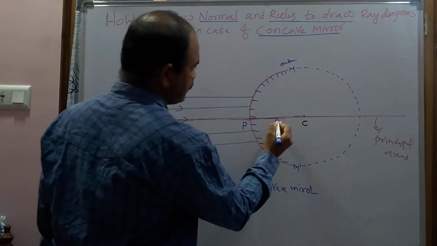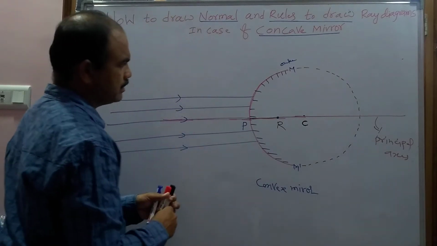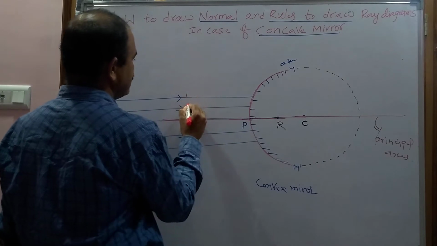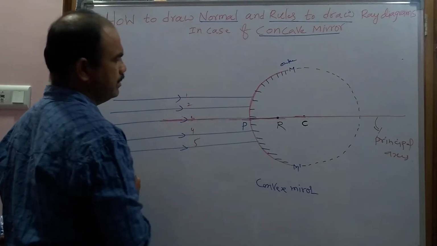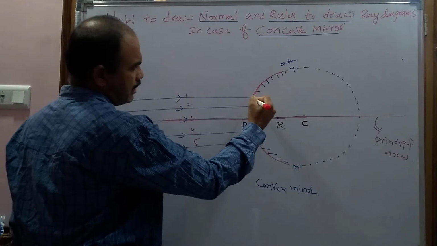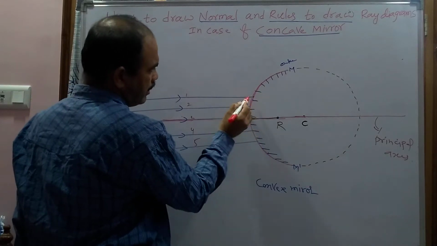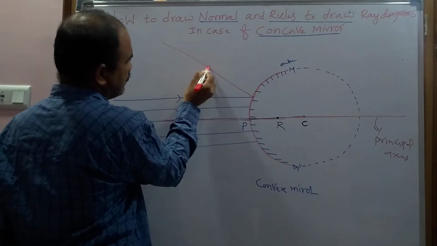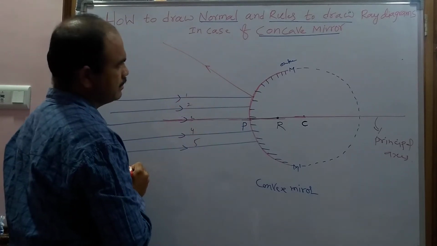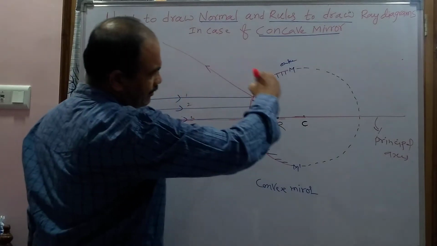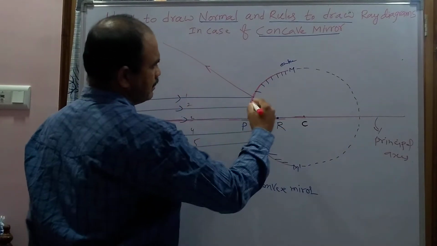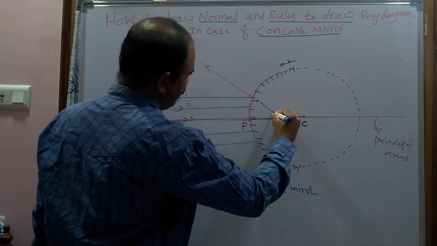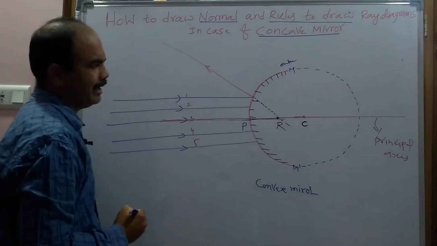Now imagine, this is the focus. This is how the rays are reflected. Consider this the first ray, this the second ray, third, fourth and fifth. If the first ray is incident on the convex mirror, it will be reflected like this. When I extend the reflected ray backward, it will meet at a point on the principal axis.